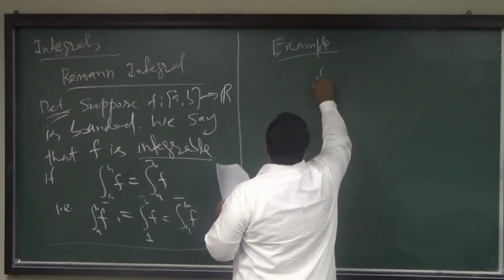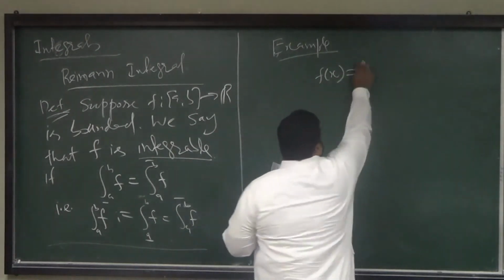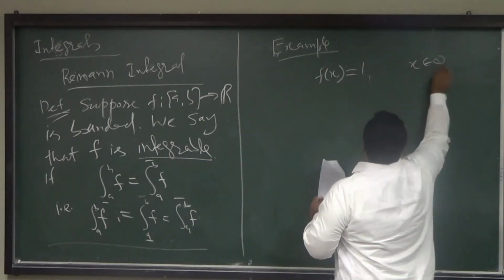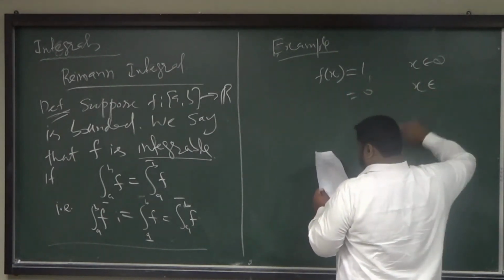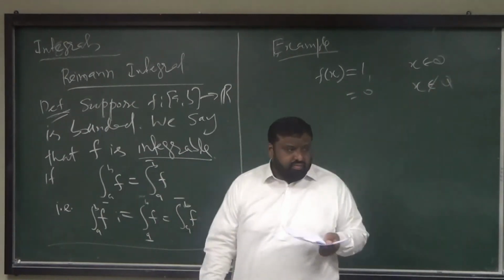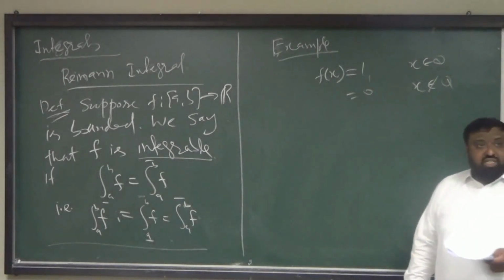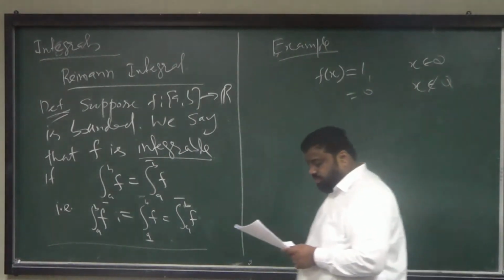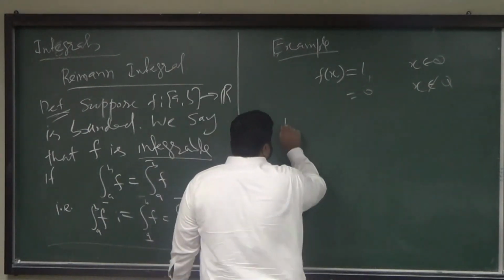So consider a function f. It's like a crazy function f. So f of x is 1 when x is rational and it's 0 when x is not rational. First, can we integrate it by this definition?